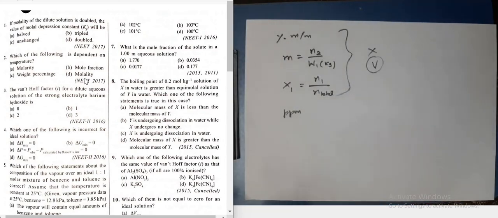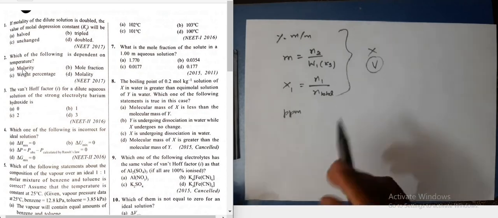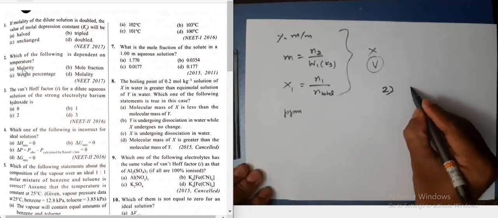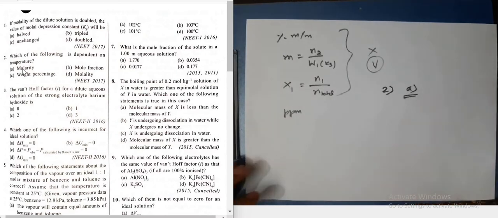If there is no volume term, then these are all temperature independent terms. Therefore, among the options, option A alone is temperature dependent. So for question number 2, the correct option is option A. Among the given 4 options, only molarity depends on temperature.